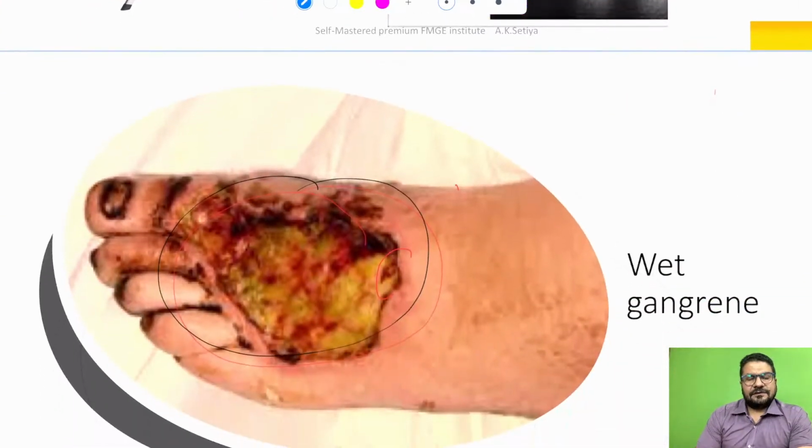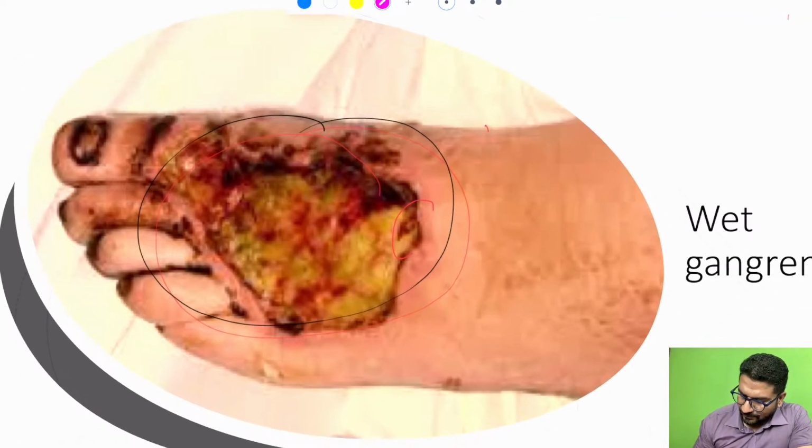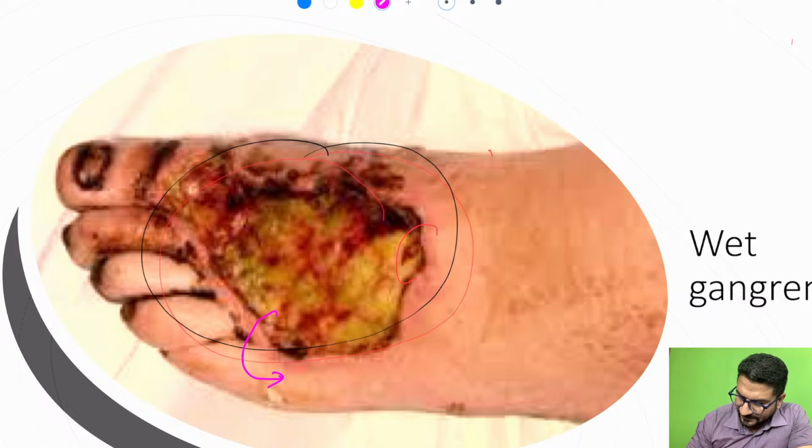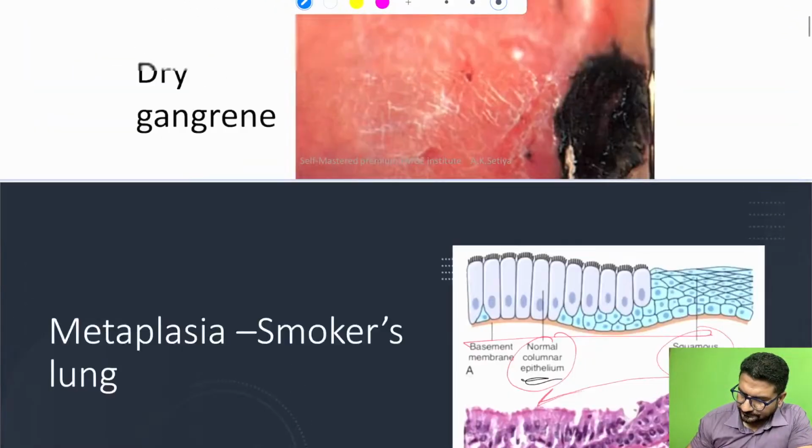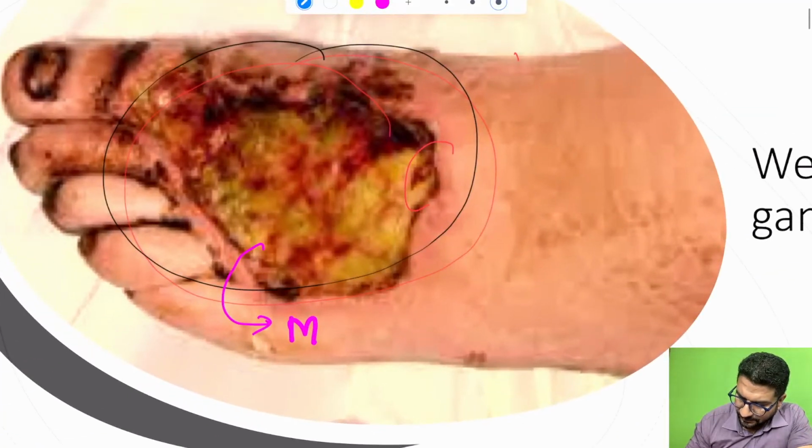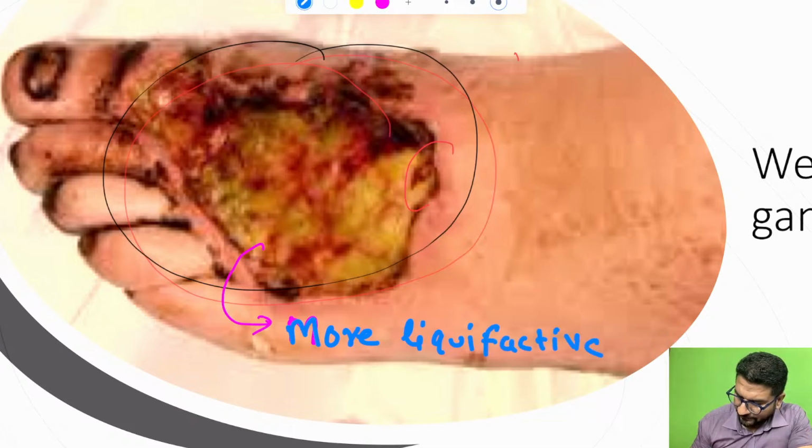Okay, now we have a rare type of necrosis. We call this gangrene. We have two forms of gangrene. We have wet gangrene. Just try to understand. Wet gangrene means here you will find pus. So when you see this pus, this is called wet gangrene. In this wet gangrene you will find more liquefactive necrosis.